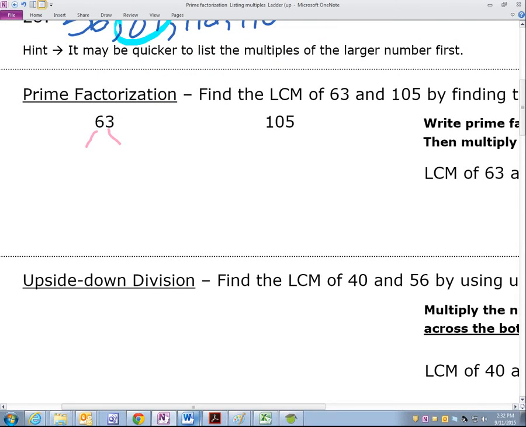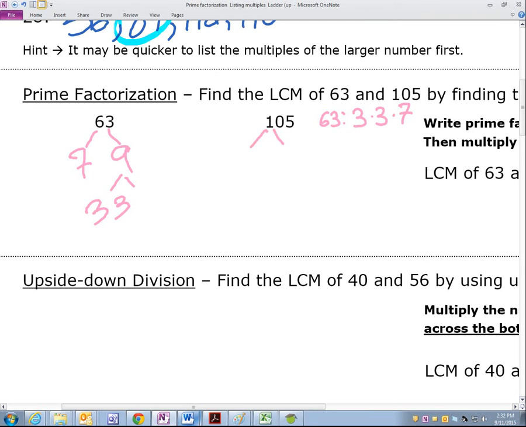63. That comes out to be what? 7 and 9. 7 times 9 is 63. Okay, 7's already prime, so that's done. 9 comes out to be 3 and 3. So I'm going to rewrite this by saying 63, the prime factorization is 3 times 3 times 7. I did the same thing during fourth period. 3 times 3 times 7.